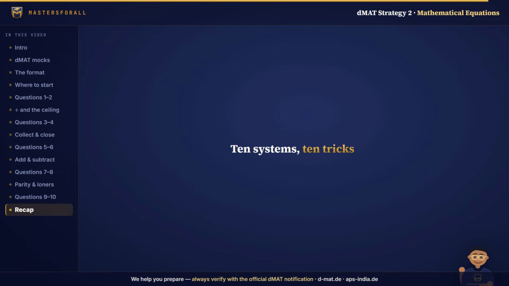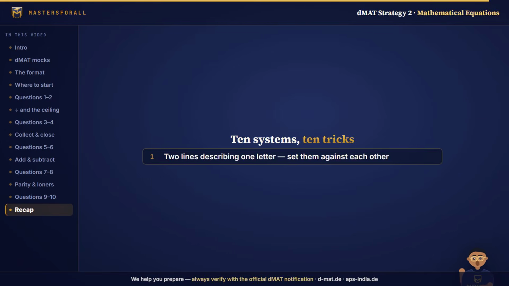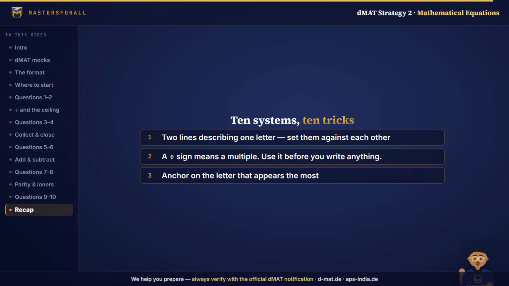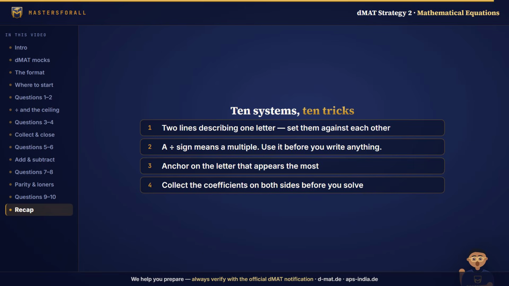10 systems, 10 tricks, here they are in one list. 1. Two lines describing the same letter. Set them against each other. 2. A division sign means a multiple. Use it before you write anything. 3. Anchor on the letter that appears the most. 4. Collect the coefficients on both sides before you solve.